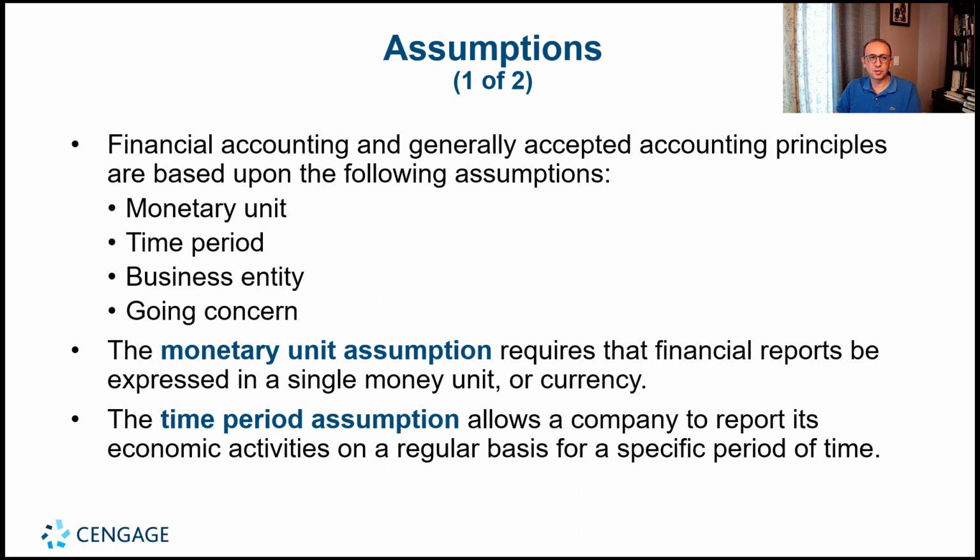Now let's talk about the assumptions. Here we have 4 assumptions that we're going to stress on in this chapter. Financial accounting and GAAP are based upon the following assumptions. The first one is what we call the monetary unit. The second one, time period, business entity, and finally going concern.